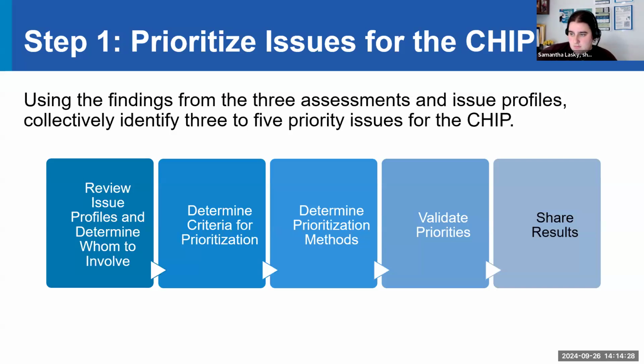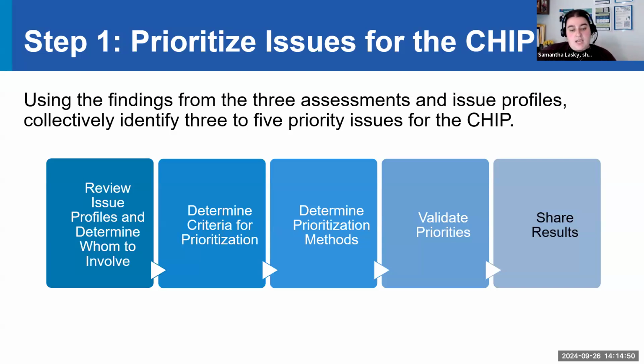Okay. Oh, sorry, I lost my screen there for a second. So the first step is really prioritizing the issues for CHIP. So at the end of phase 2, the community developed a set of strategic issues based on your community health assessment findings. The next step is to finalize the prioritization of these issues.